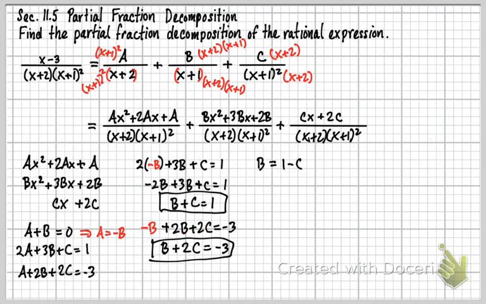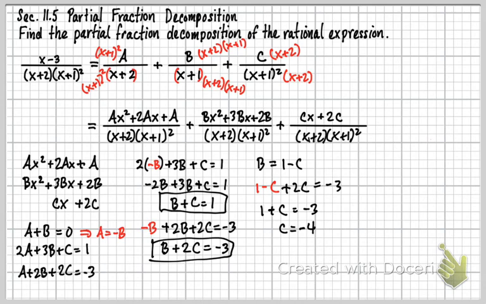Okay, so that's going to be 1 minus c, and actually I'll do it in a different color so you can see it a little more clearly. So 1 minus c plus 2c equals negative 3. Okay, so again, that's just this equation here. And instead of the b, I plugged in 1 minus c. Okay, so then that's going to be 1 plus c equals negative 3. So then c is going to equal negative 4. So c is negative 4.